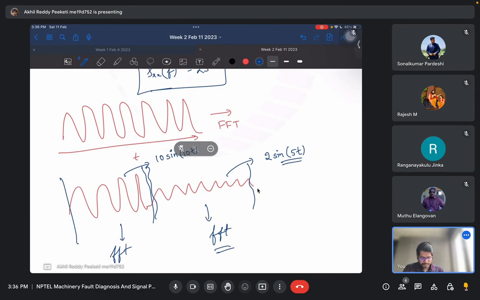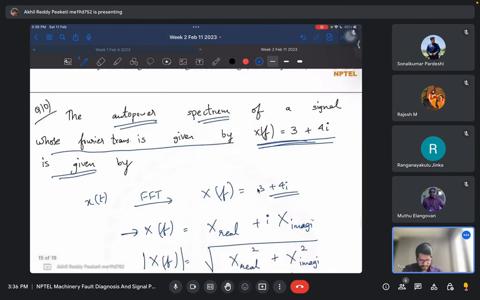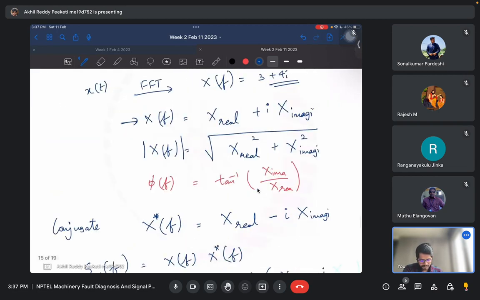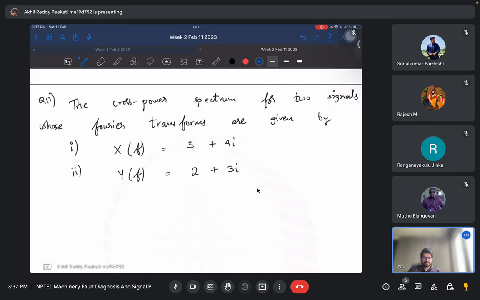Okay. So now let's move on to the next question. This is how you can estimate the auto power spectrum. Now let's see the next question. Now when you have two different signals, you can imagine this is the input which you are giving, and this is the output you got.